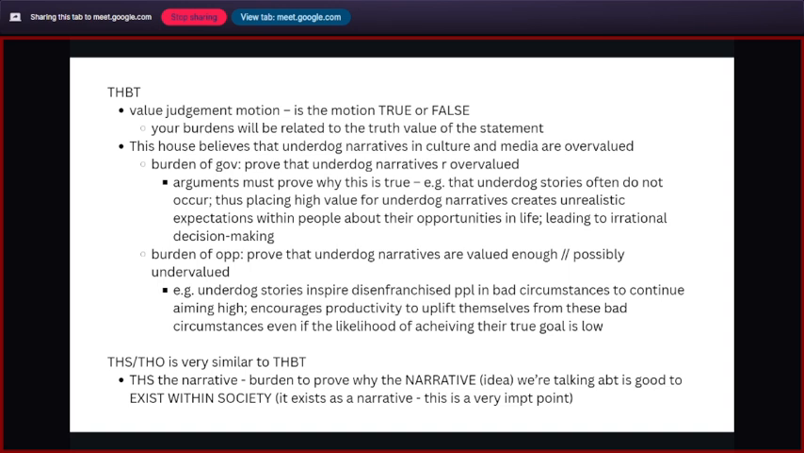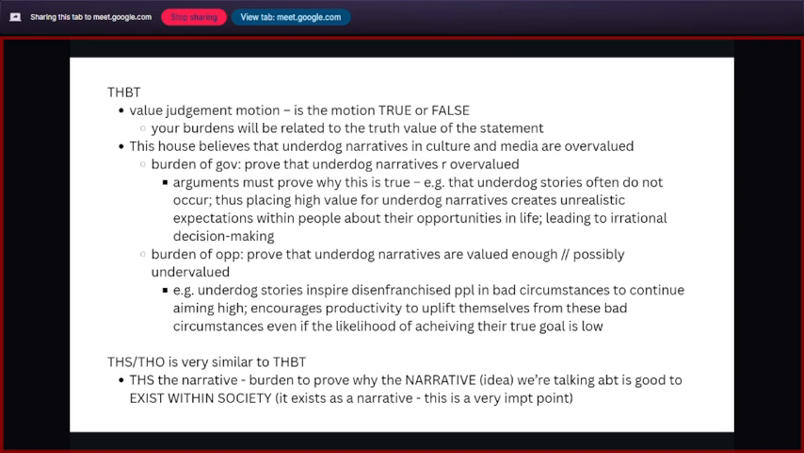So you see how this argument talks about how we believe that underdog narratives are overvalued. What exactly does it mean to be overvalued? It means you are placing unnecessary value on it that creates harm, right? And that's an extension of your burden of proof, to prove that it's causing harm. That is our burden here, to prove that underdog narratives are overvalued. What do we mean by overvalued? It's that it's causing harm to society, for example, or that too much value is being put onto it to the point that it is doing more harm than good, basically.